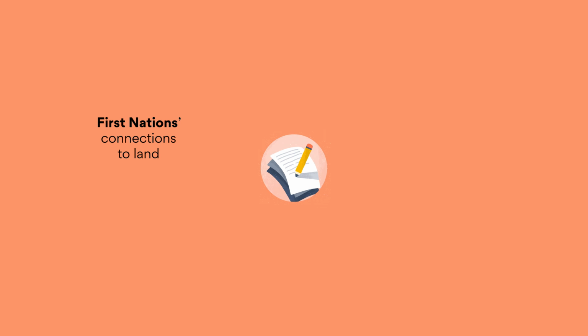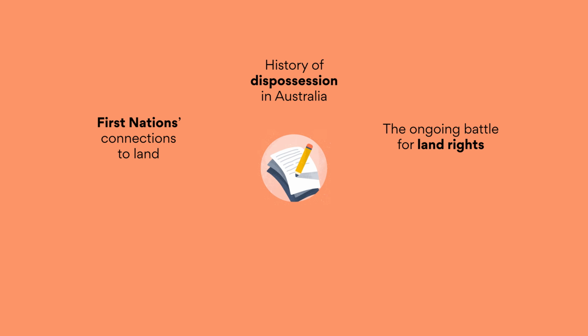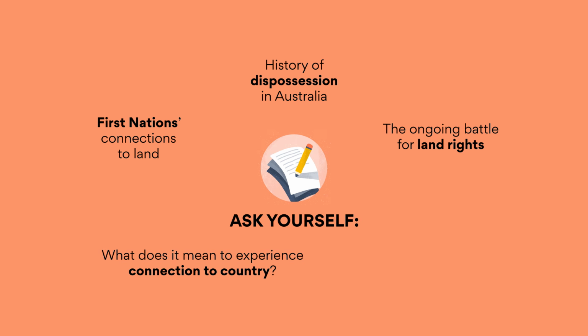Then, see if you can interrogate these issues further. Look into the key themes of the mentor texts you read, or look online to see what people are saying about these topics. See if you can determine the core concepts your framework wants you to explore. For writing about country, it might be something like considering First Nations connections to land, history of dispossession in Australia, the ongoing battle for land rights. Ask yourself questions like, what does it mean to experience connection to country? What does it mean to live on stolen country?